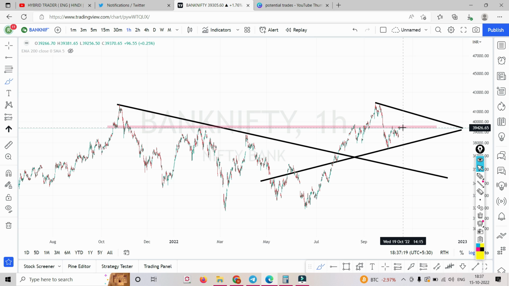So don't take price action lightly. You have almost 10 to 15 videos on price action. Don't use indicators, friends. Indicators are lagging indicators. If you are dependent on indicators, you will not become a successful trader.